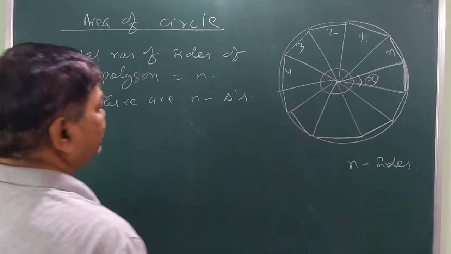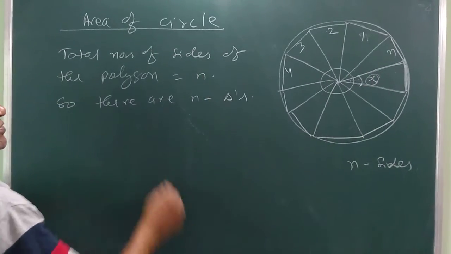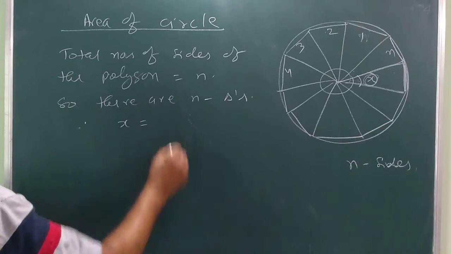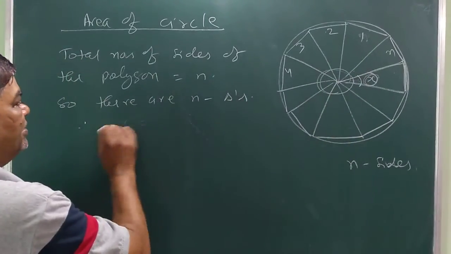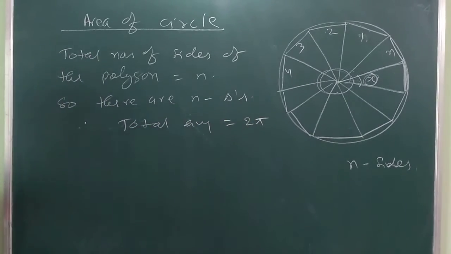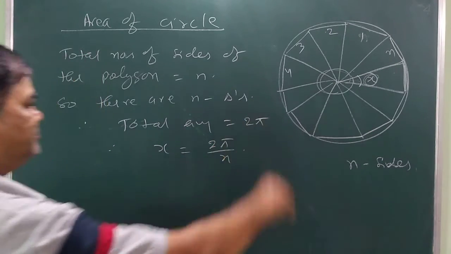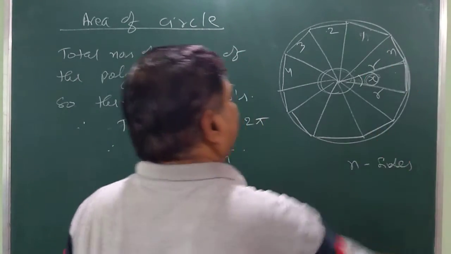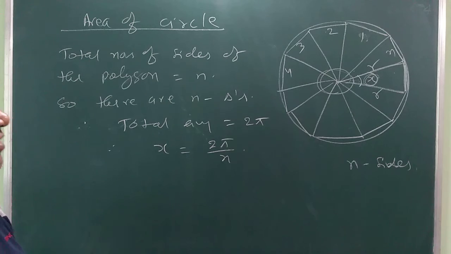So n triangles means 1, 2, 3, 4, 5 like that. So the value of this one, so x is equal to what? This is total angle, which is 2 pi. So what is the value of x now? 2 pi divided by n. Now let us say the length of this one is your r. This r should be the radius of the circle.